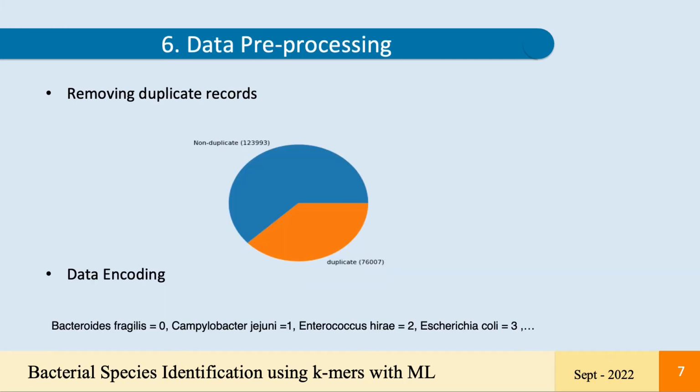The next step that I have performed is data preprocessing, in which I have removed all the duplicate records from the dataset. There were 200,000 records in my dataset, out of which 76,007 records were duplicates. So I have removed all of the duplicate records in order to avoid skewed performance of the model. And the next thing that I have done is data encoding on the target variable. Since my target variable was a string, I have converted it into numerical values.